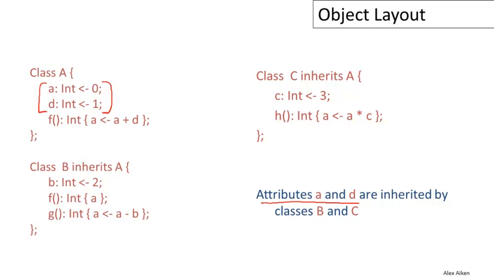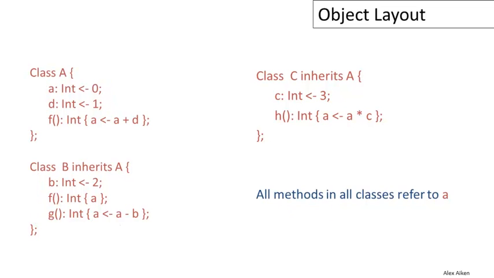Even though there's no mention of A and D in the definition, say, of class B, the methods in class B can still refer to those attributes. They are part of the attributes of class B. They're just copied over or inherited from A. Another feature of this example that I'd like to point out is that all of the methods refer to the attribute A. Attribute A is referred to in this method, in this one, referred to twice in this method, and also in this method.